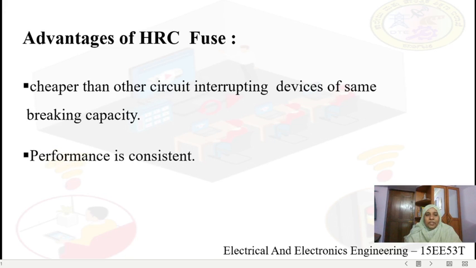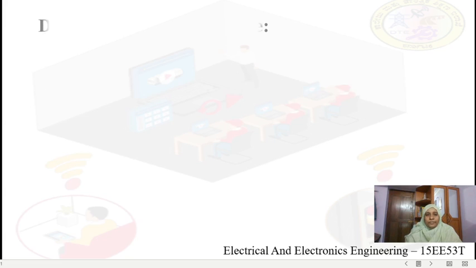HRC fuse performance is consistent. Consistent means it remains the same. It will not change. It's not like one time it works, one time it doesn't work. It is doing its work sincerely, properly all the time. That is why we say the performance is consistent. So these are the advantages of HRC fuse.